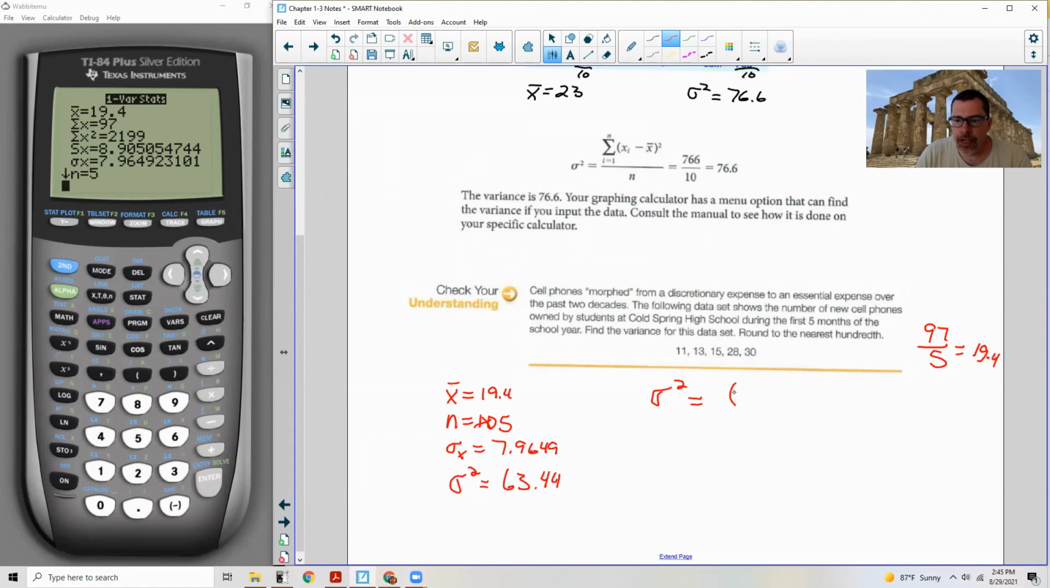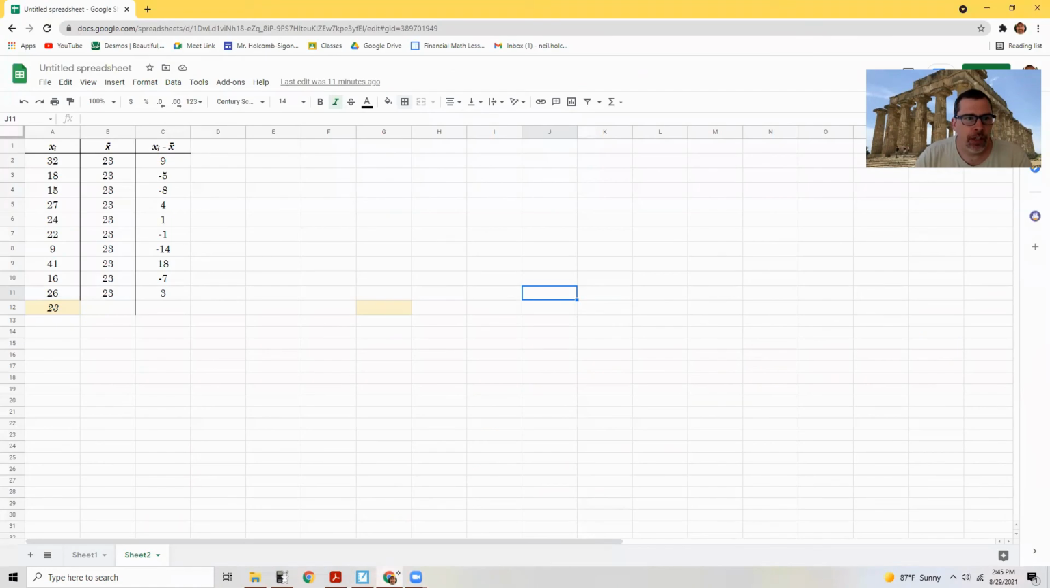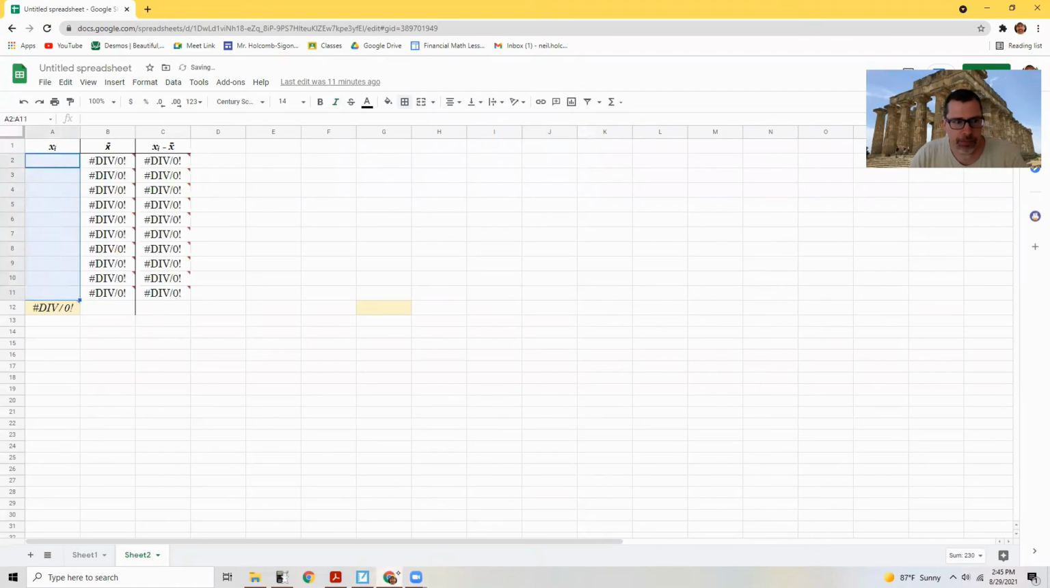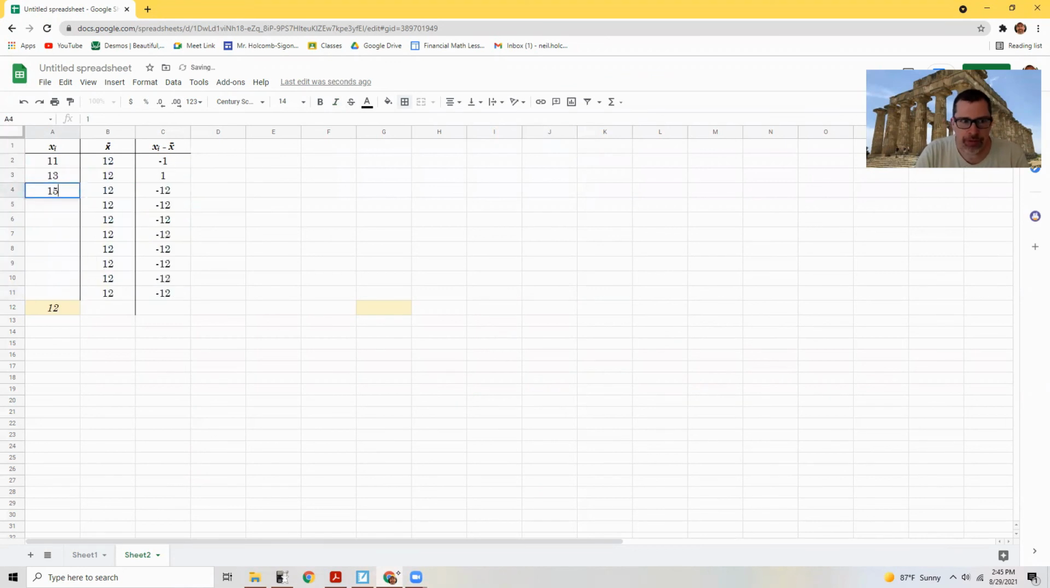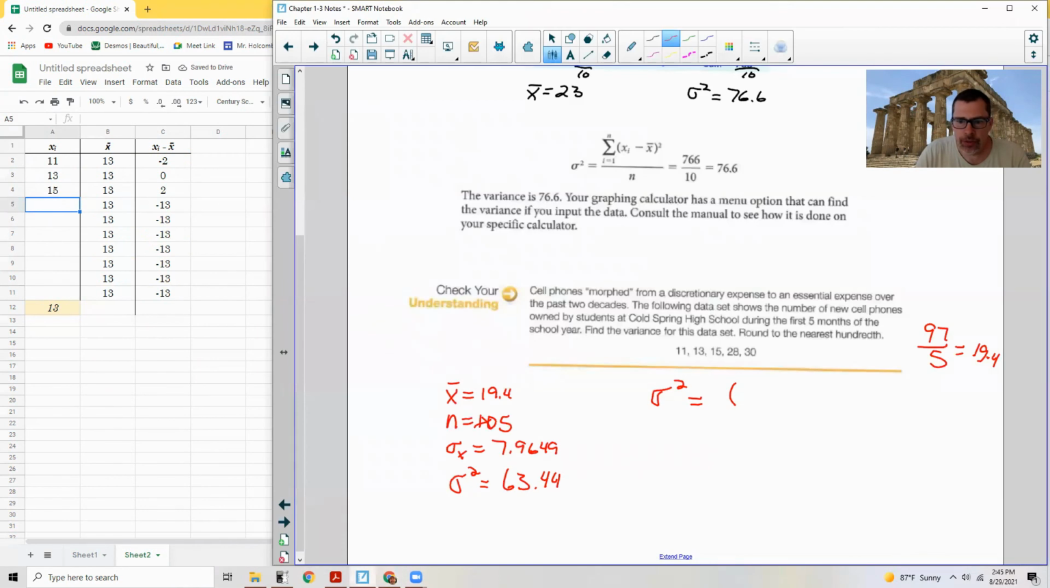So then we're going to take, how about we do this in the spreadsheet? Okay, 11, 13, 15. So I will clear all this. I'll put 11, 13, 15. Okay, and then what else? 28, 30.